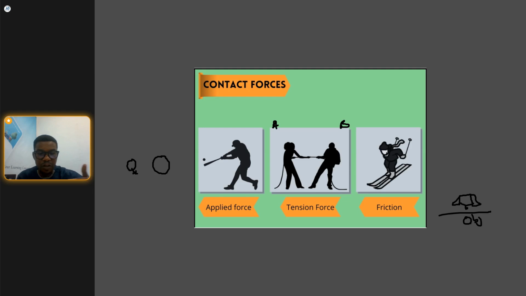So friction is also another example of contact force. We have applied force, we have tension force, and we have friction. All these are contact forces. Now let's consider the non-contact force, which is also known as the field force. That will be the opposite of contact force. For contact force, the two objects have to be in contact physically, but for non-contact, they don't need to be in contact physically. So let's check that also.